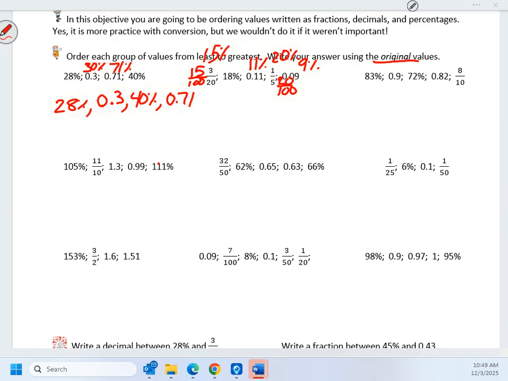What is my smallest percent? Fernanda? 9%. 9%. Am I going to write 9%? No, because I have to write the original value. So I'm going to write 0.09. What is my next value that I'm going to write? Matt? 0.11, because next is that 11%. Then what? Audrey? 3/20ths, because 15% would be next. So I'm gonna write 3/20ths. What do I write next? Gigi?